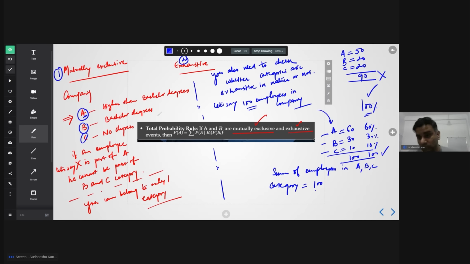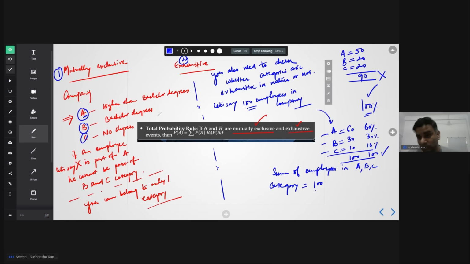So what are we getting here? Probability of ND is 60, probability of BD is 30, probability of HBD is 10. The first thing that should come to your mind is that if I have to apply the total probability law, these things have to add up to 100%. So you sum it up and you realize that this is 100%. This means that it is exhaustive. It means that you have covered all kinds of employees. No kind of employee is left.